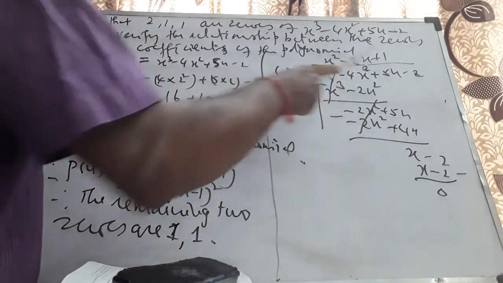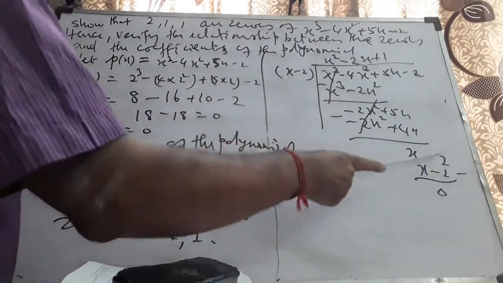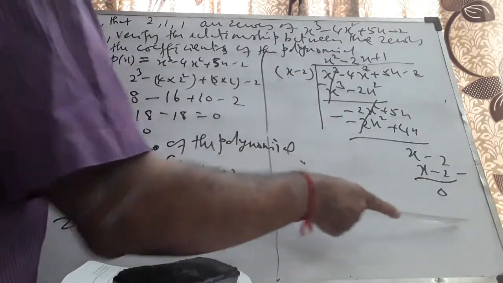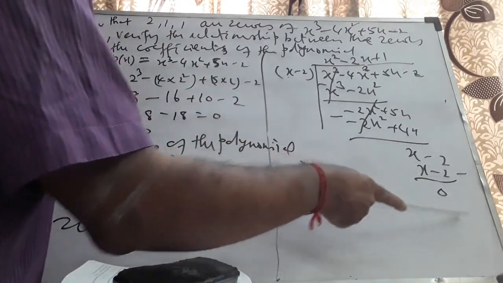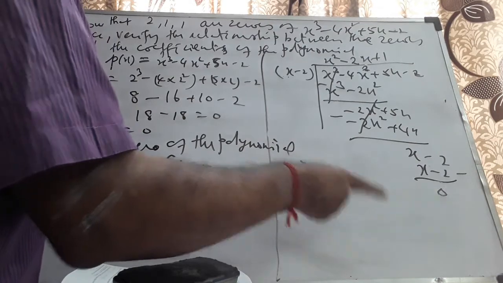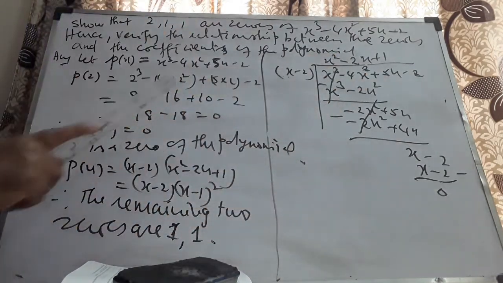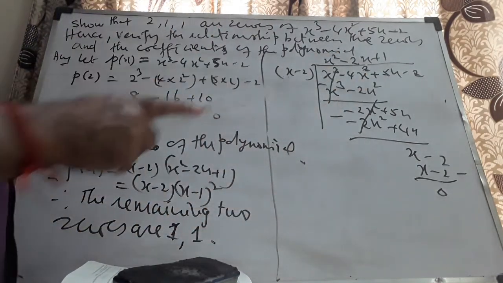X by x is 1. 1 into x is x. 1 into minus 2 is minus 2. I should get 0, otherwise my problem is wrong. Unless the final remainder happens to be 0, this will not be a factor. Remember that particular point carefully.